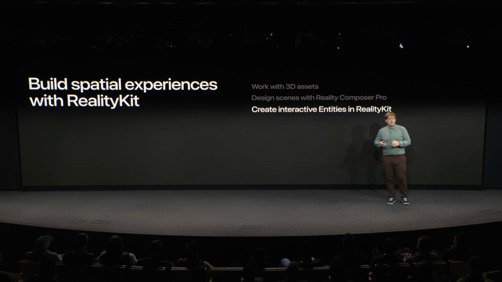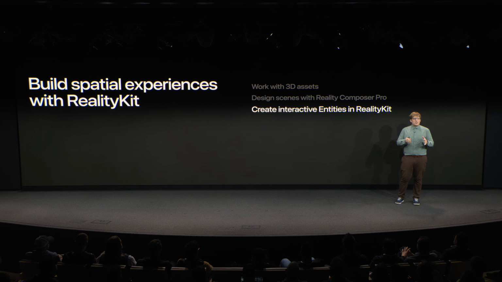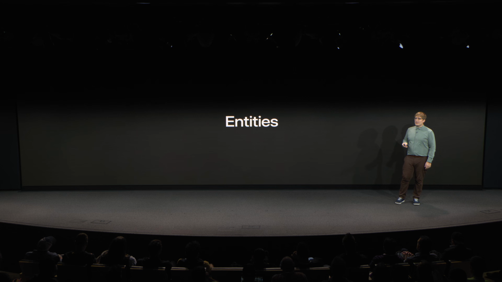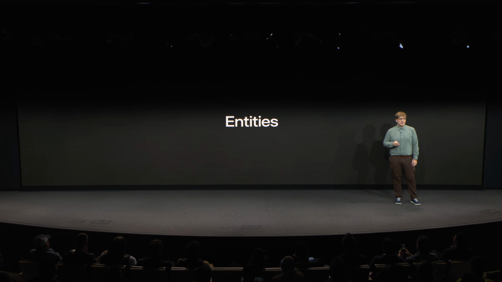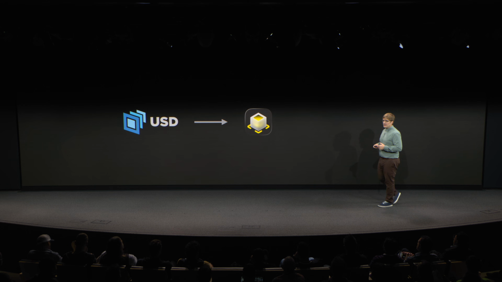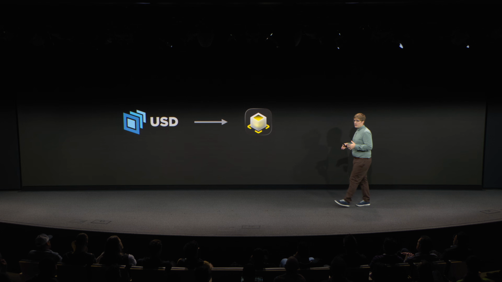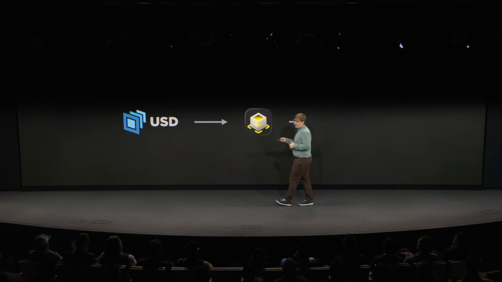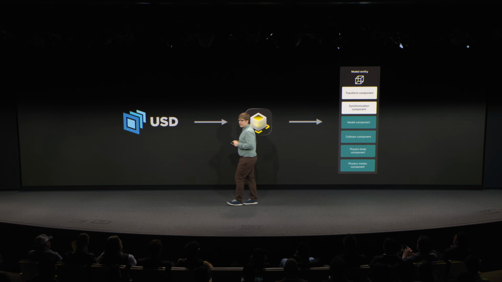Now, let's talk about how RealityKit enables you to add interactivity to the entities and scenes you design inside Reality Composer Pro. We've been working with entities in the previous demo and throughout this presentation. For example, when you load a USD asset into your scene using RealityKit APIs, an entity gets created with components like model component and transform.